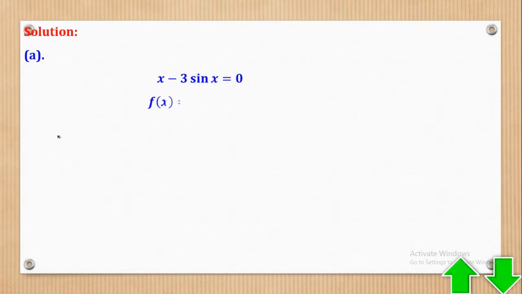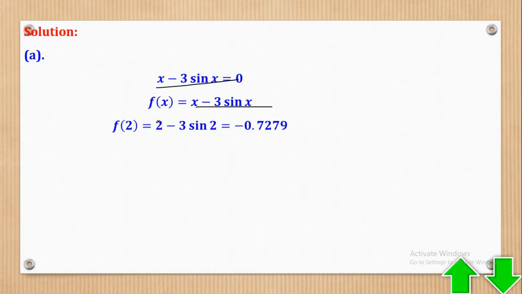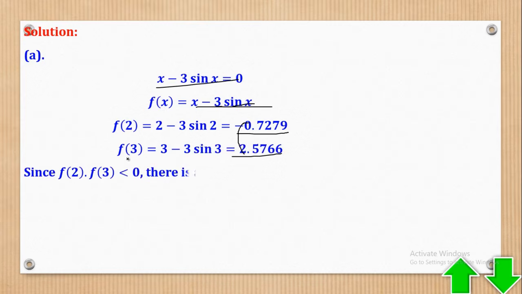So I rearrange, then that will be your f(x). Then from there, physical substitution, substitute 2, come up with this. Because there is a trig function, the calculator should be in radians. Then substitute for 3, you'll come up with this. So there is a change of sign, therefore you can conclude that since this is less than 0, then there is a root between 2 and 3. So basically that was part A.